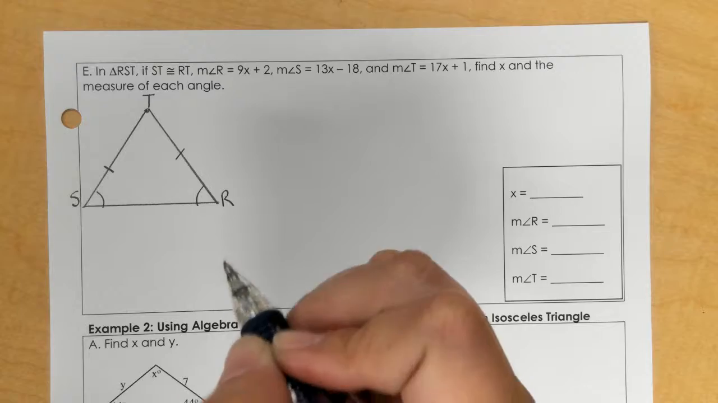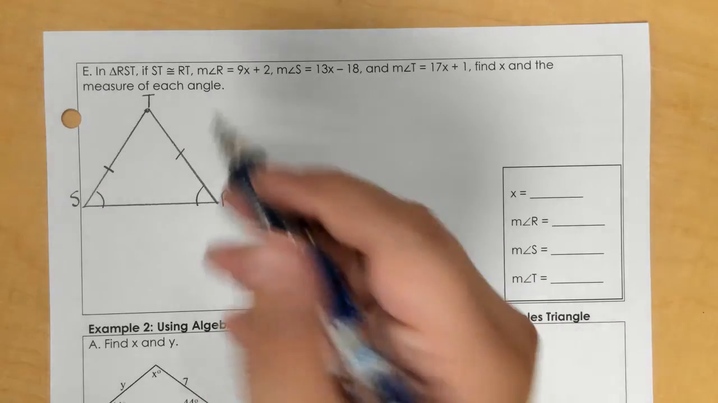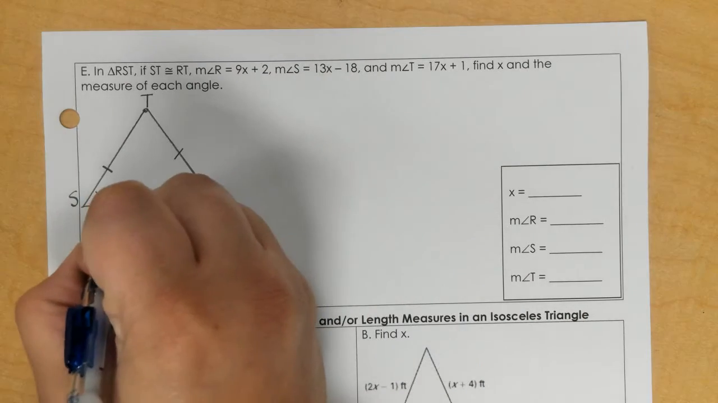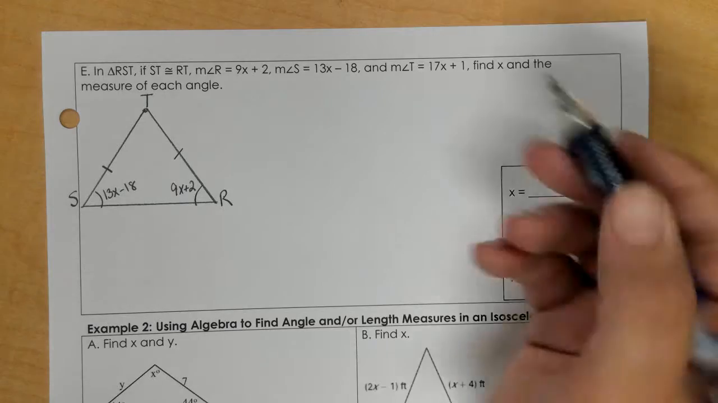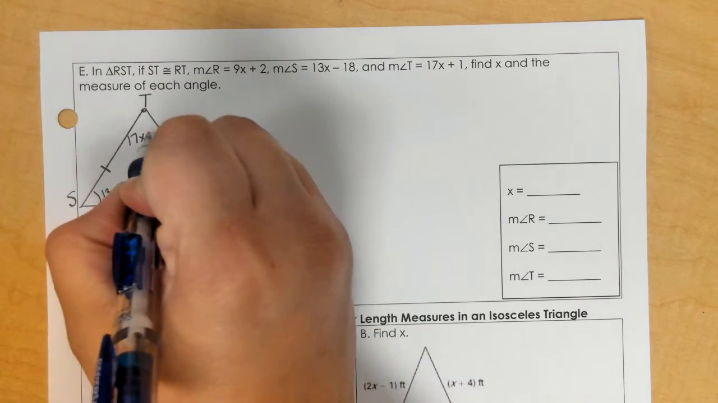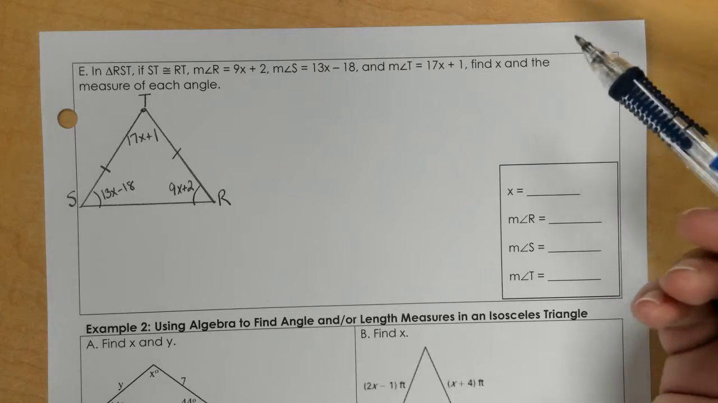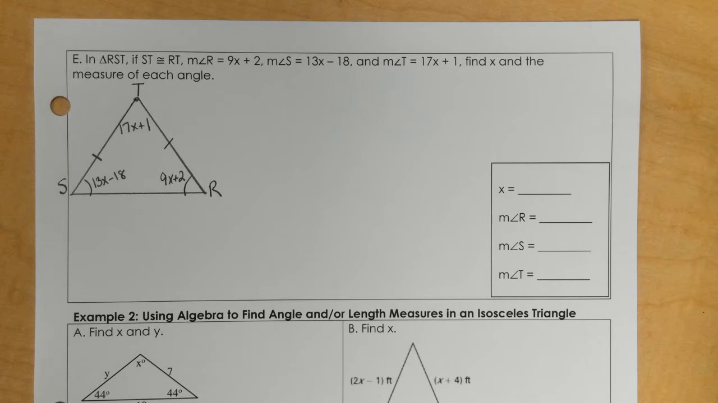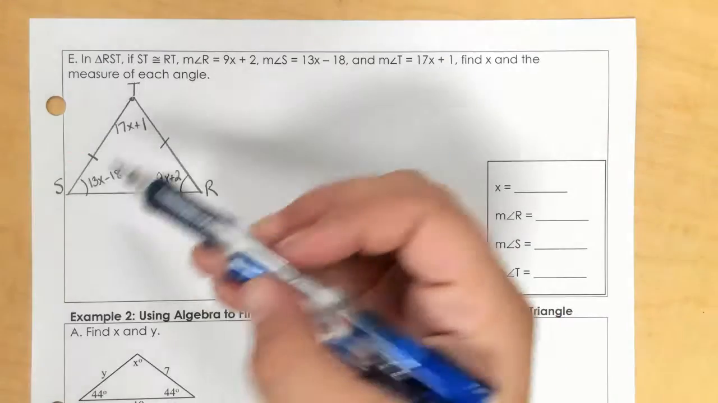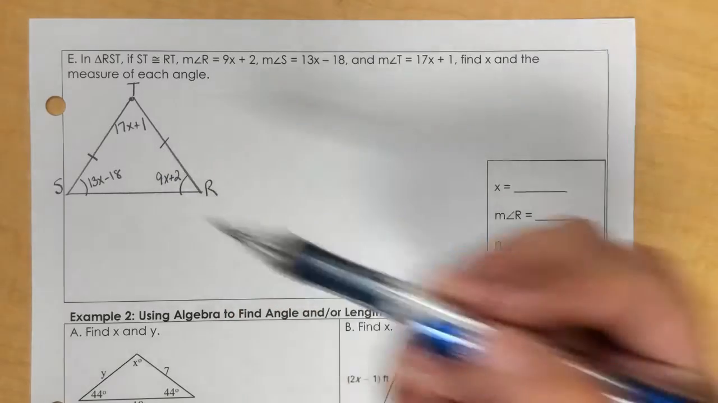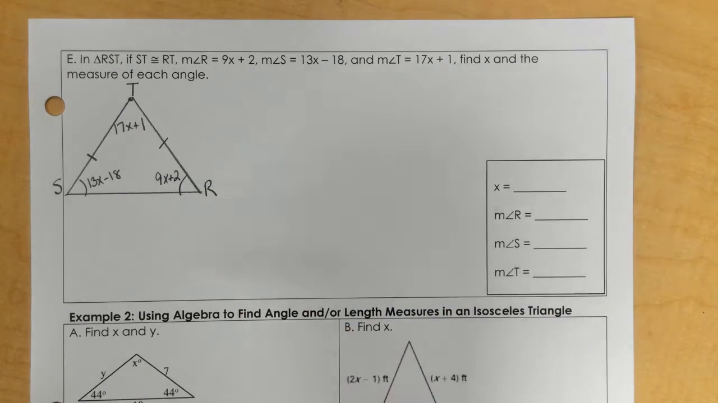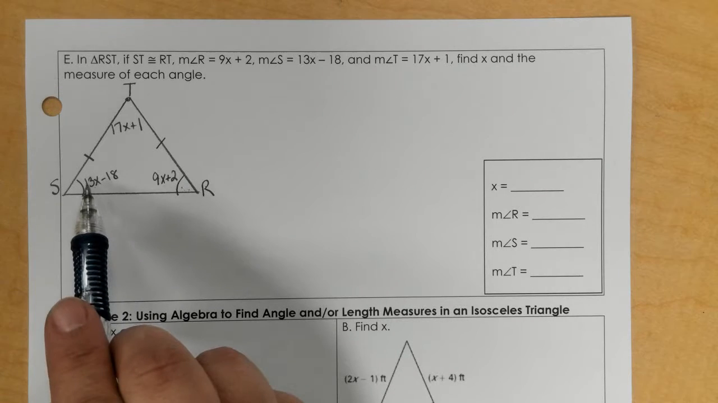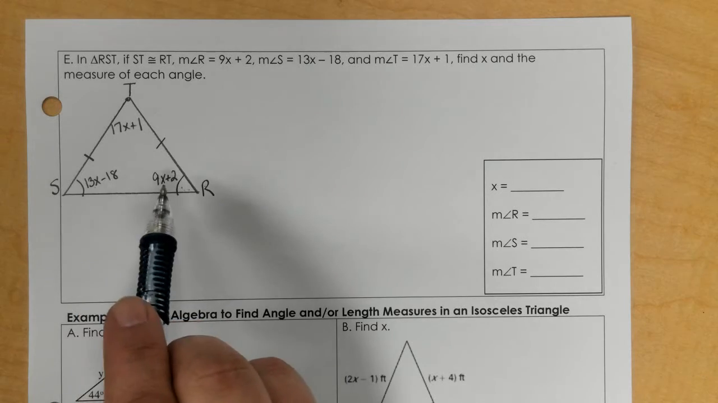They're the base angles. And it says if angle R is 9x plus 2, angle S is 13x minus 18, and angle T is 17x plus 1, can you find x and the measure of each angle? Absolutely, there are two ways to go about doing this. One, I can add all of the angles and equal that to 180. I also know that these angles are equal to each other. I could just simply set this equal to each other to get x.